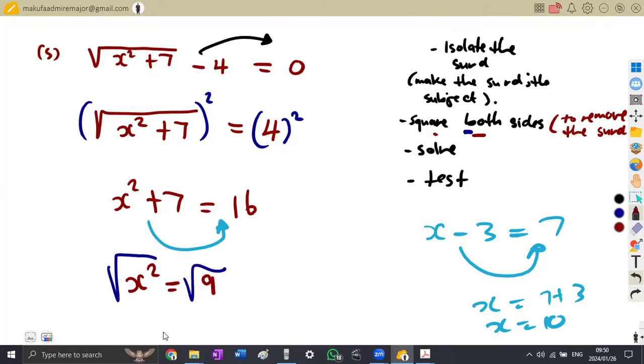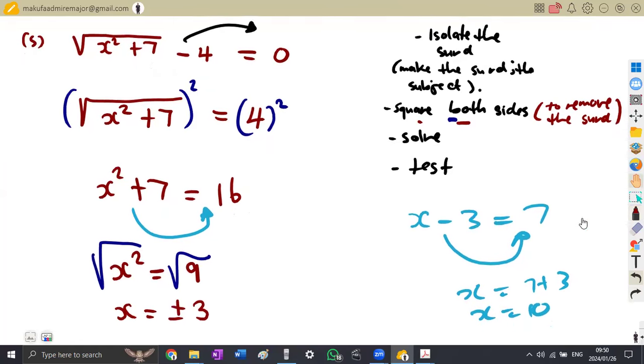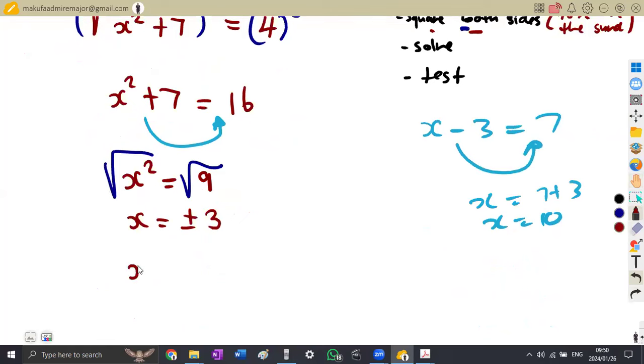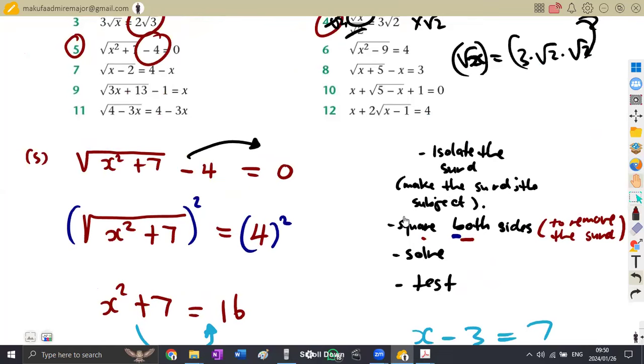You go vice versa by the square root this time. So this time you introduce what? The square root. So that is the square root of 9. Remember, the square root of any number is what? Plus or minus. But we have to test now. Which of these solutions is true? Is it the x that is equal to 3, or is it the x that is equal to minus 3? Which one satisfies this equation that we are given?